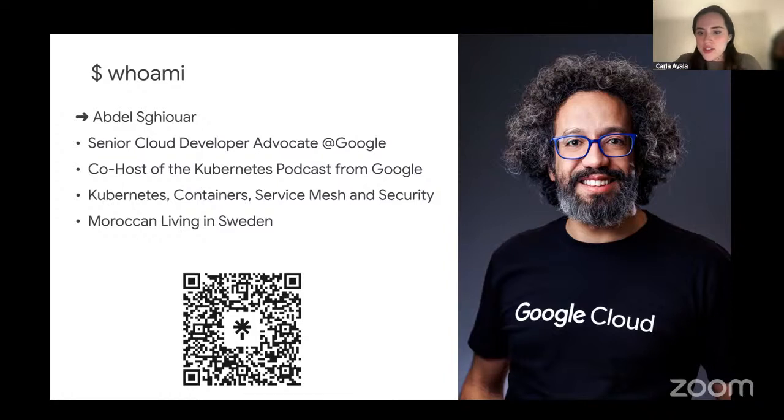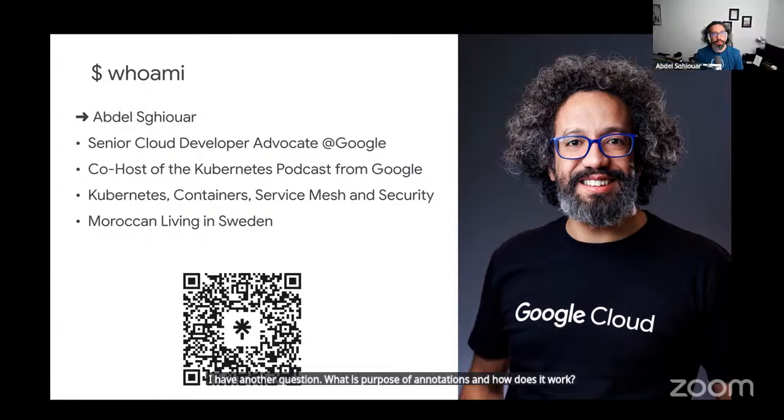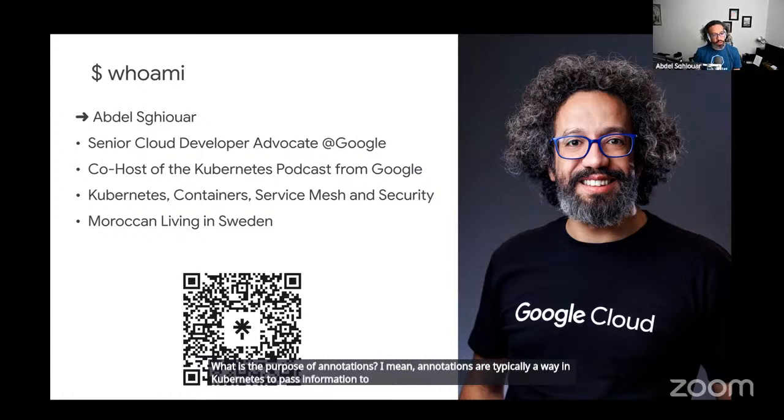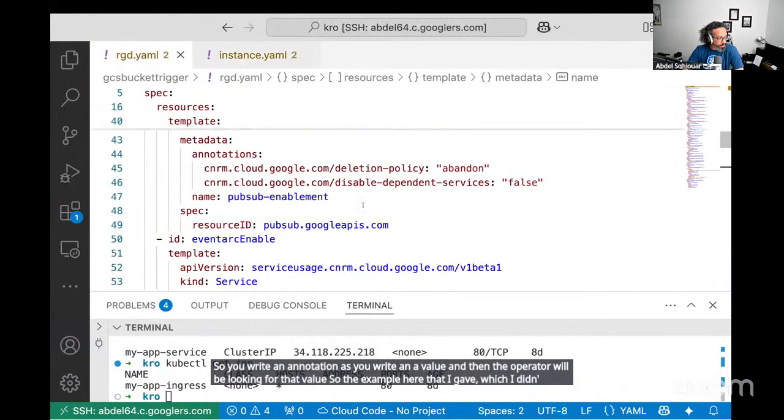I have another question. What is the purpose of annotations and how does it work? What is the purpose of annotations? I mean, annotations are typically a way in Kubernetes to pass information to an operator. So you write an annotation as a value, and then the operator will be looking for that value. So the example here that I gave, which I didn't show, I think the question is coming from here.